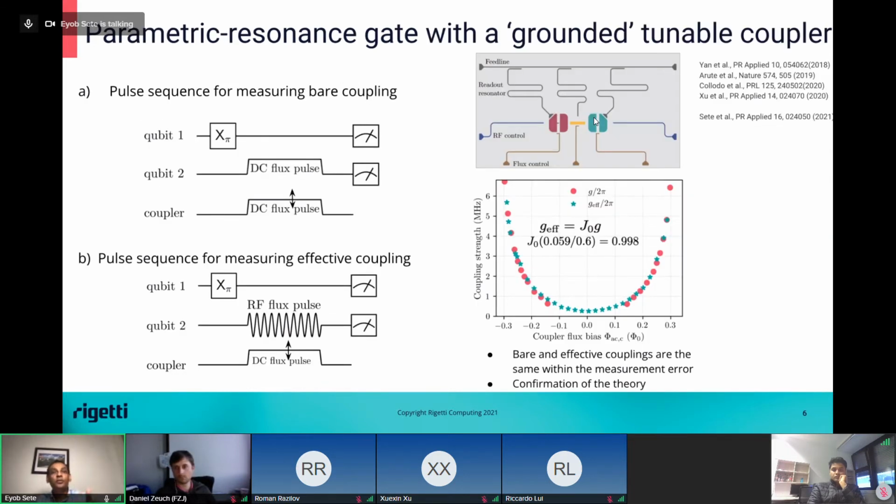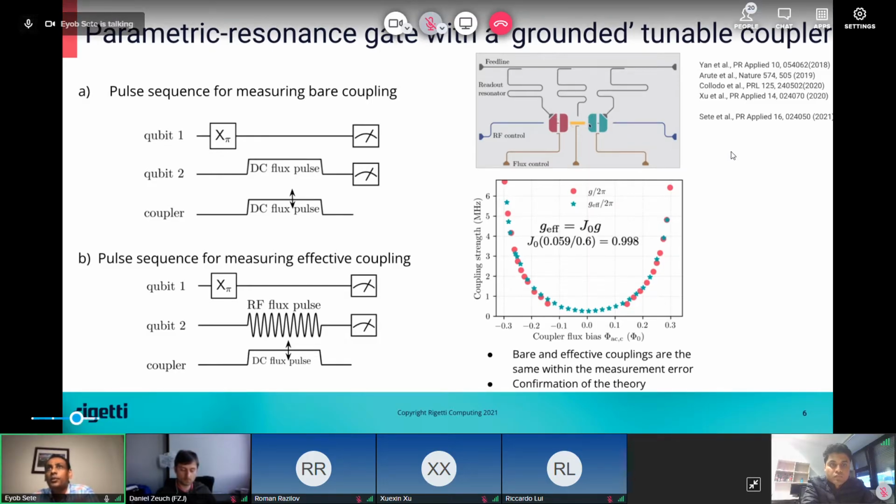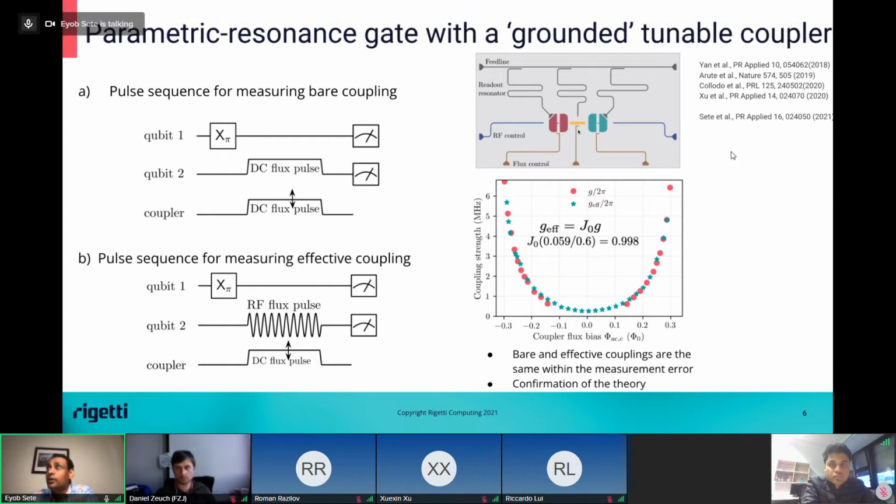Okay, so first, we have to verify this. Is there any reduction in the coupling? Or are we getting back the bare coupling we designed for? So we implemented this idea on a tunable coupler architecture using this grounded coupler. Look at this. This is the device we used. We have the qubit on the left, the red one, and the qubit on the right, the green one, coupled via this tunable coupler, just a single pad, meaning the junction is connected to the ground. That's why we call it grounded.